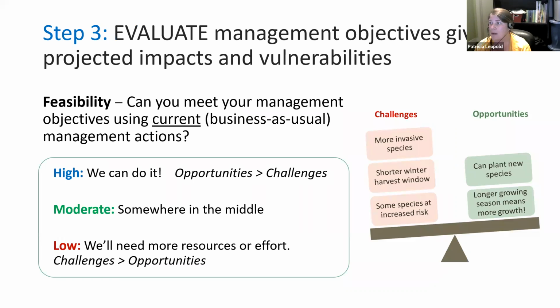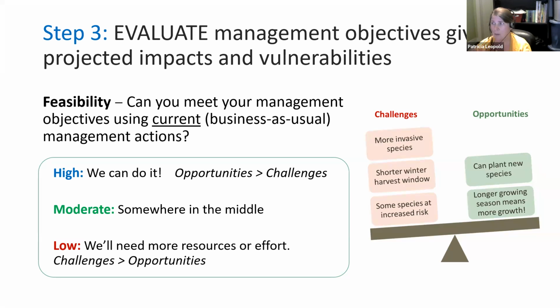So step 3 was also evaluating feasibility of achieving your objectives, given the challenges and opportunities that you've identified using your business as usual management. Something to note is that feasibility can be determined for individual or multiple time frames. So maybe some of you were thinking about meeting your goals in the short term versus over the long term. Then we rate our feasibility by weighing all of our challenges against our opportunities.